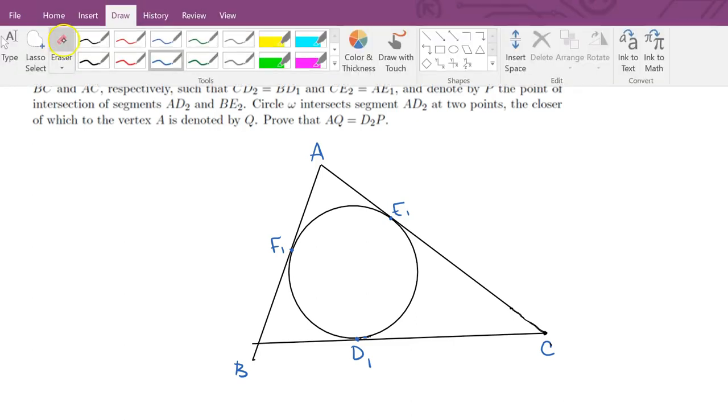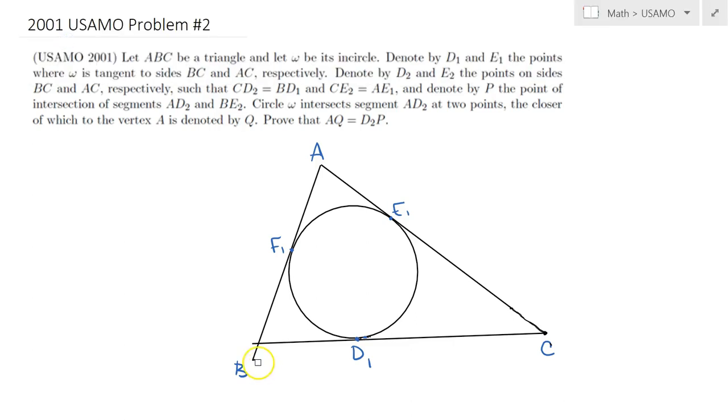Hello everybody, in this lecture we will be solving 2001 USAMO problem number 2. Here's a view of this problem. It is a geometry problem. We are given a triangle ABC and its incircle W.